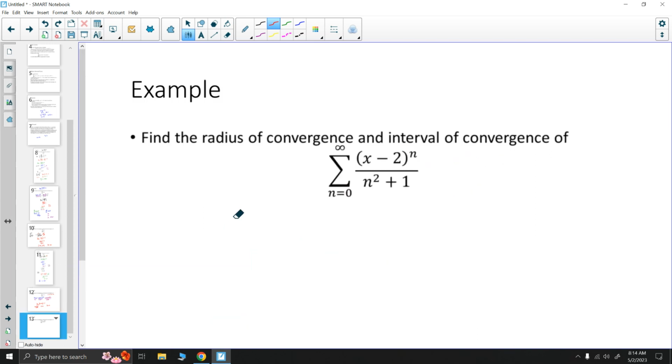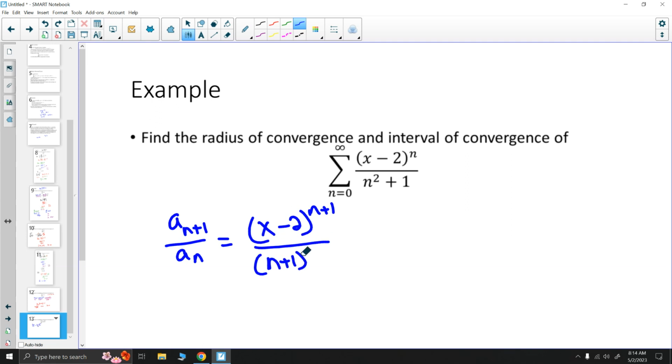Find the radius of convergence and interval of convergence of this: x minus 2 to the n over n squared plus 1, when n equals 0 to infinity. Okay, same thing as before. We're going to do our a sub n plus 1 over a sub n. So that is to say x minus 2 to the n plus 1 over n plus 1 squared plus 1, and that's all over our x minus 2 to the n over n squared plus 1.